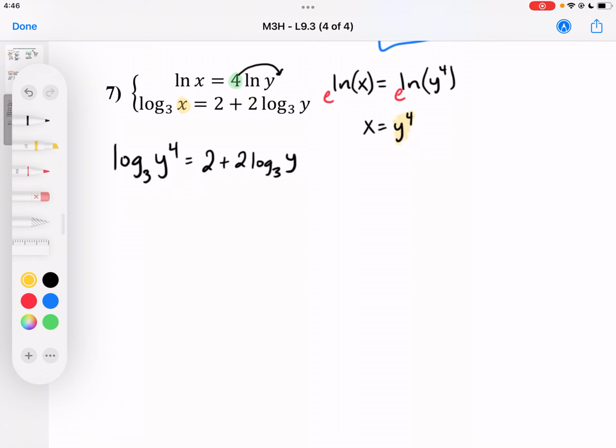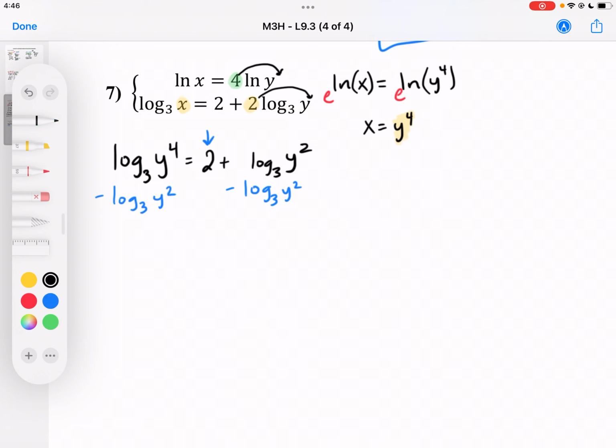So, in fact, before I do that, let's just go ahead and move that one in too. There's a lot of ways you could do this. I'm going to move that in. Now, I'm going to go ahead and get all the logs on one side because this 2 isn't inside a log. So, I'm going to go ahead and subtract log base 3 of y squared.